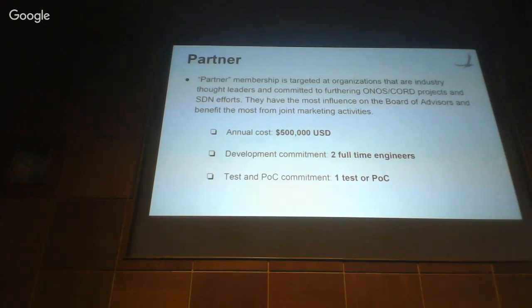Partners have basically paid to have a seat on the board of advisors of ON Lab, and as such, partners participate in discussions that steer the direction of ONOS and CORD in a way that is relevant to them. So this is a very important distinction between the collaborative model and the partner model. Partners are actively involved in the high-level discussions and decisions of where ONOS and CORD are headed.